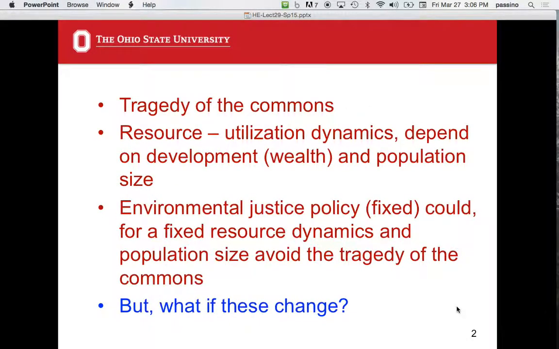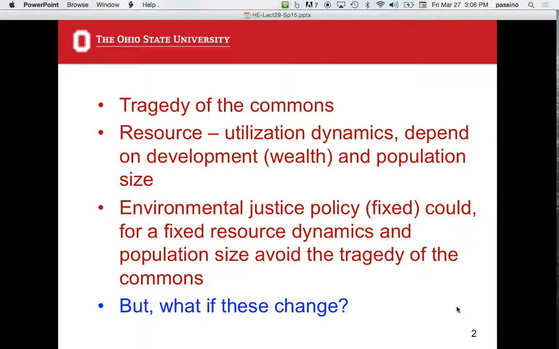Remember, the tragedy of the commons says that if we all unthinkingly use some resource, such as the grass in a pasture, it gets eaten up and we destroy the pasture and nobody has anything. You might also remember we had resource dynamics and utilization dynamics, and they depend on development, wealth. Remember this very important idea that rich people pollute more. You did your personal ecological footprint; I came out at 3.7. I don't know what you came out at, but probably some high number relative to what we really should be, because our number should be 1.8. If everyone in the world had less than 1.8, we'd be fine in terms of use of resources.